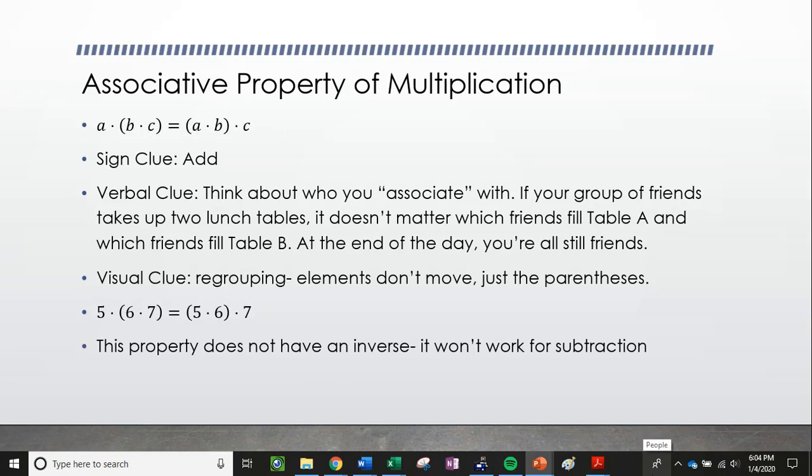Okay, multiplication, again, it's the exact same thing, but we're using multiplication instead of addition. So your sign clue, sorry guys, this should say multiply. My flaws have been exposed. This should say multiply. Your sign clue is multiplication. And 5 times 6 times 7 equals the same thing as 5 times 6 times 7, with different grouping. Okay, won't work for subtraction or division.